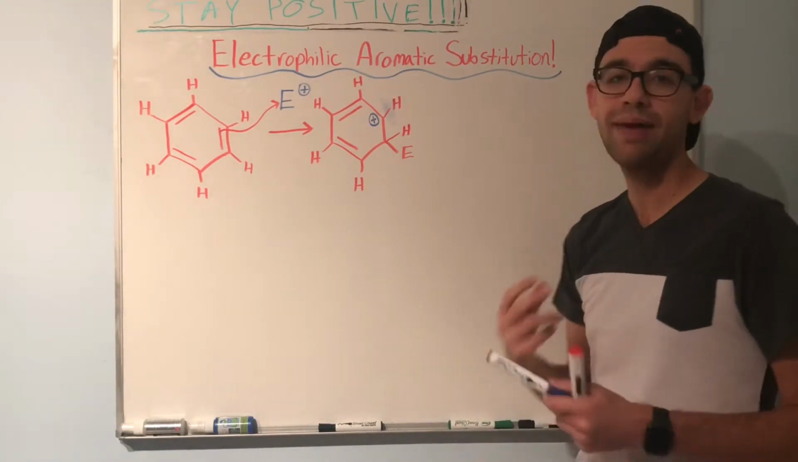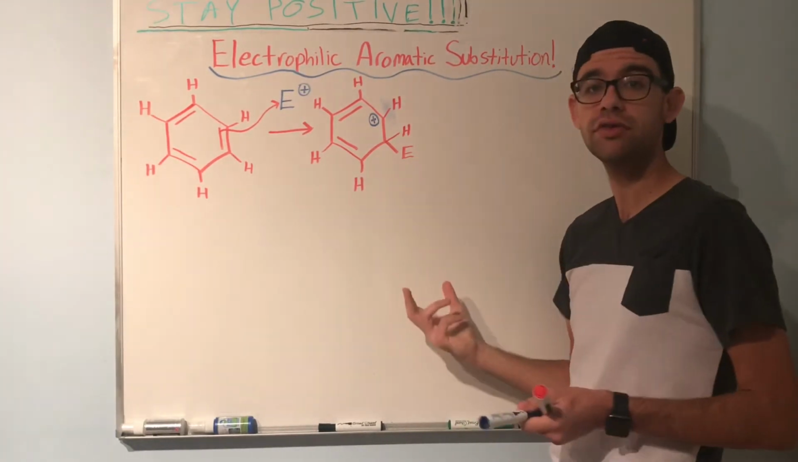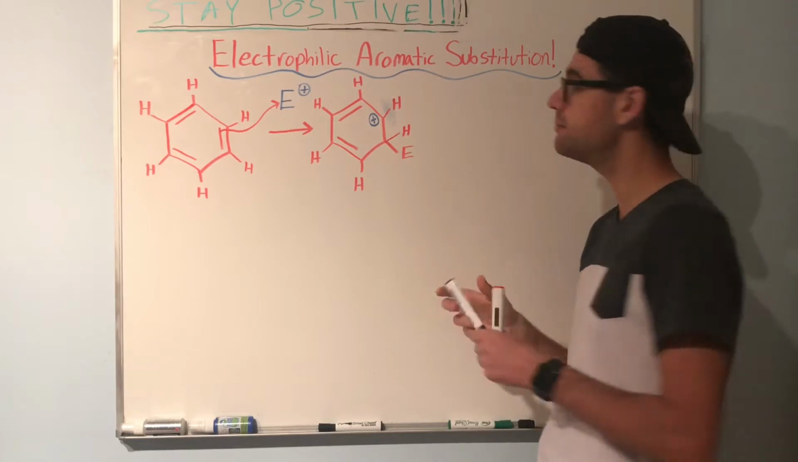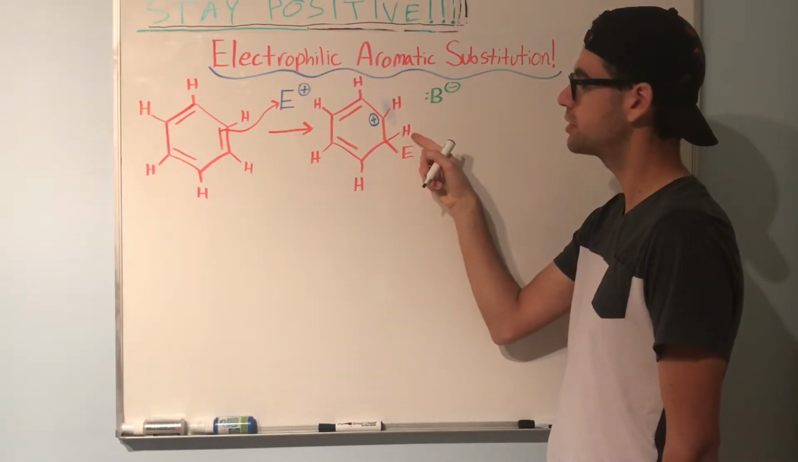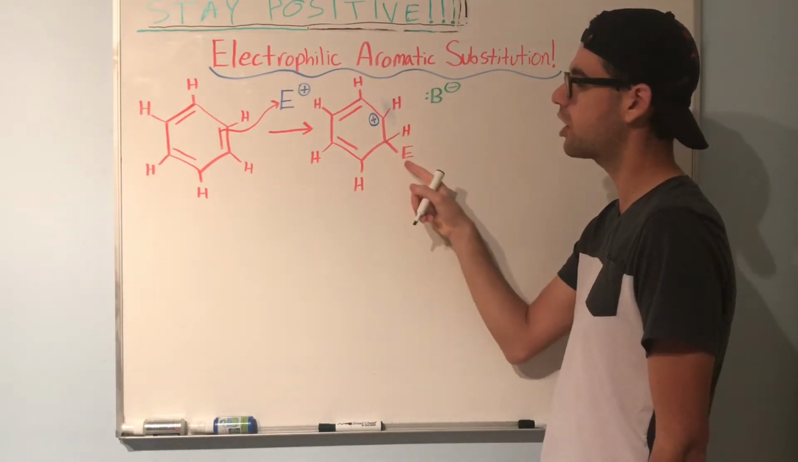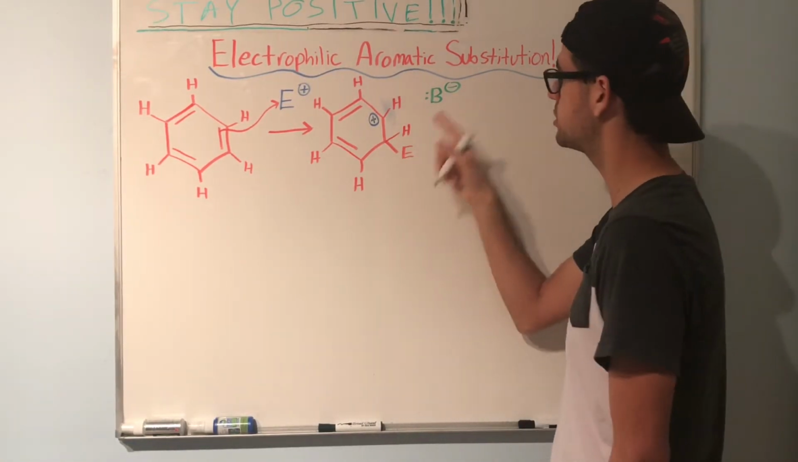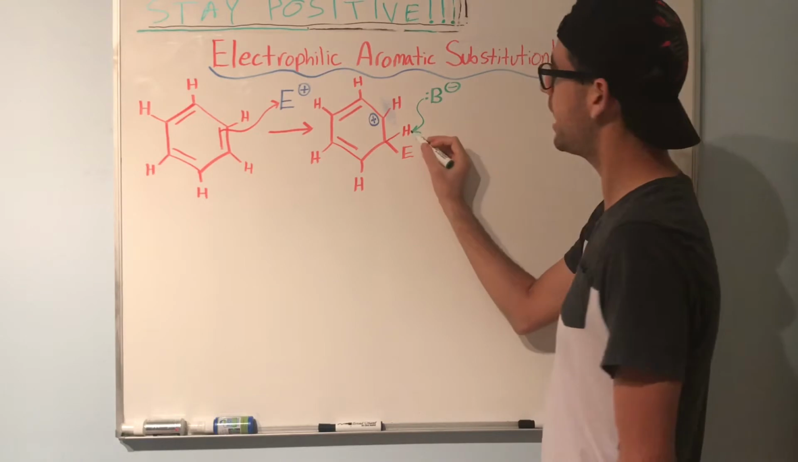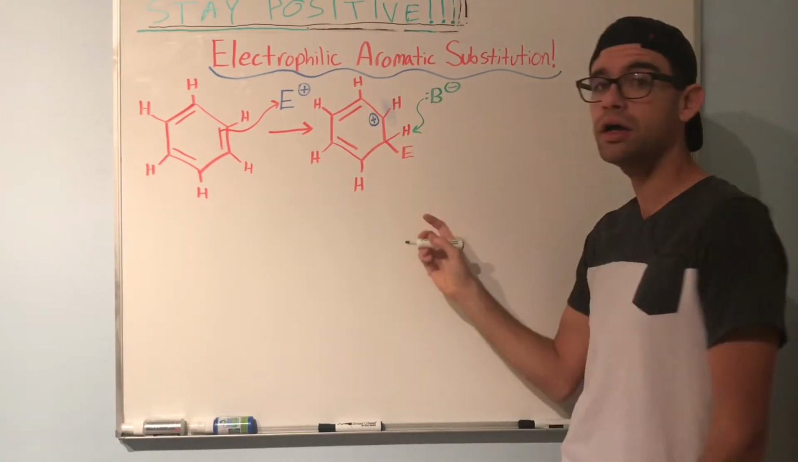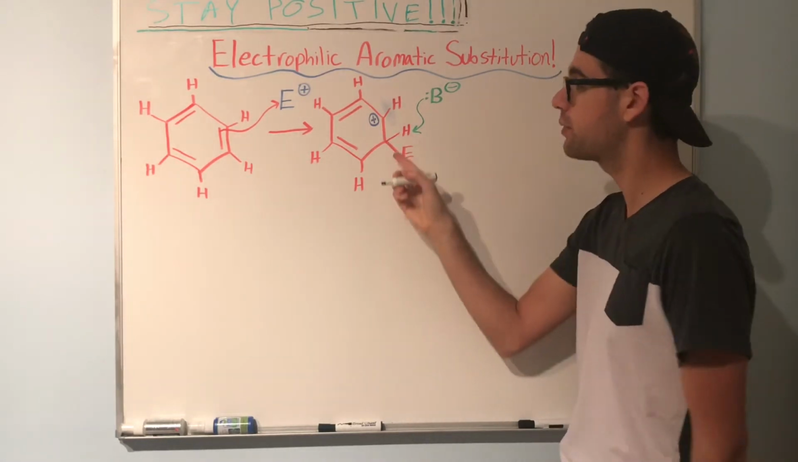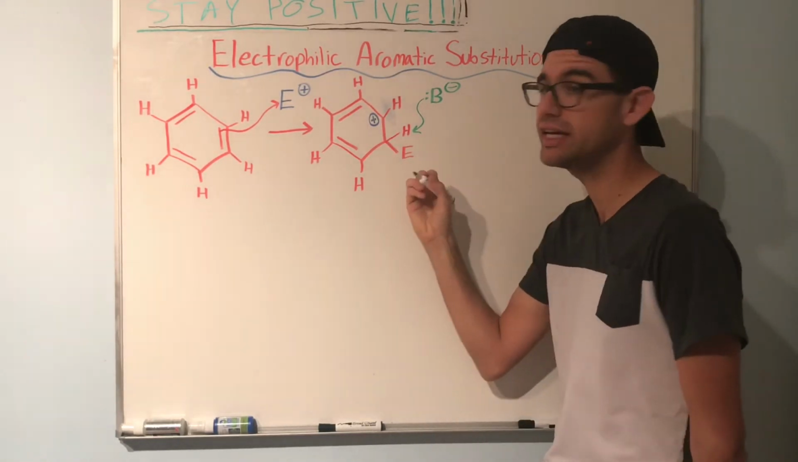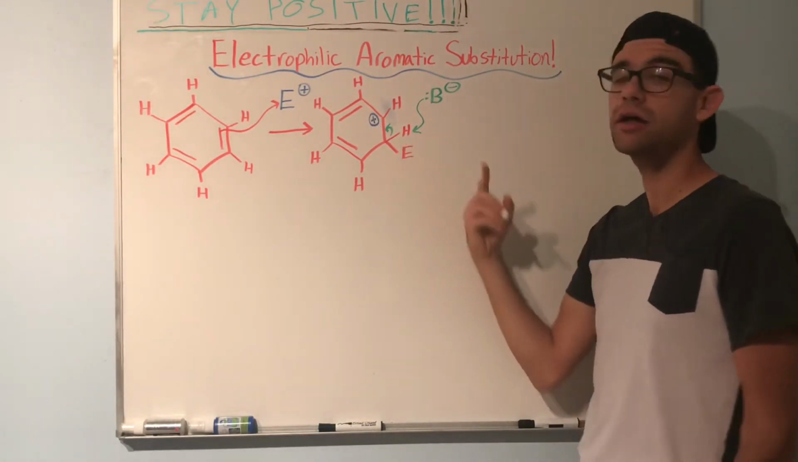And that'll involve some acid-base chemistry. So let's introduce an arbitrary base, let's call it B. So our base B is actually going to deprotonate this hydrogen right here, the hydrogen that's on the same carbon as the electrophile that we just substituted on. And then the electrons in that carbon-hydrogen bond will collapse and go back to restore the aromaticity by reforming that pi bond. It'll look like this.